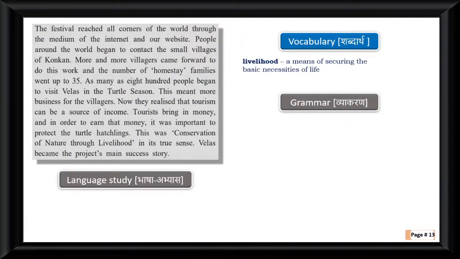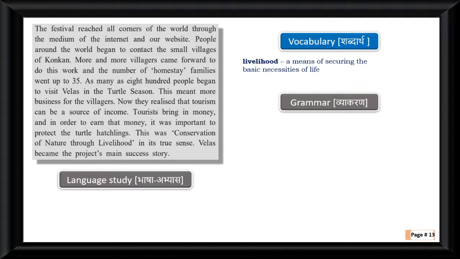Alright, let's start. The festival reached all corners of the world through the medium of the internet and our website. People around the world began to contact the small villages of Konkan. Guys, that is awesome. Love that. More and more villagers came forward to do this work, and the number of homestay families went up to 35. As many as 800 people began to visit Vedas in the turtle season.